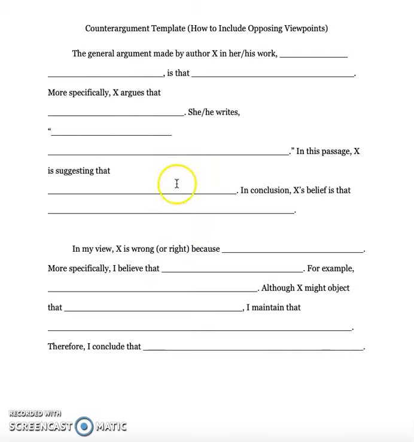Okay, I hope that this helps to clarify how you can incorporate those opposing viewpoints in a really smooth manner so that you can set up what you're going to say. And again, you can use these templates word for word. This is not considered plagiarism because the real meat of what you're saying will be what you put into these blanks. Okay, I hope this helps and happy writing this week.